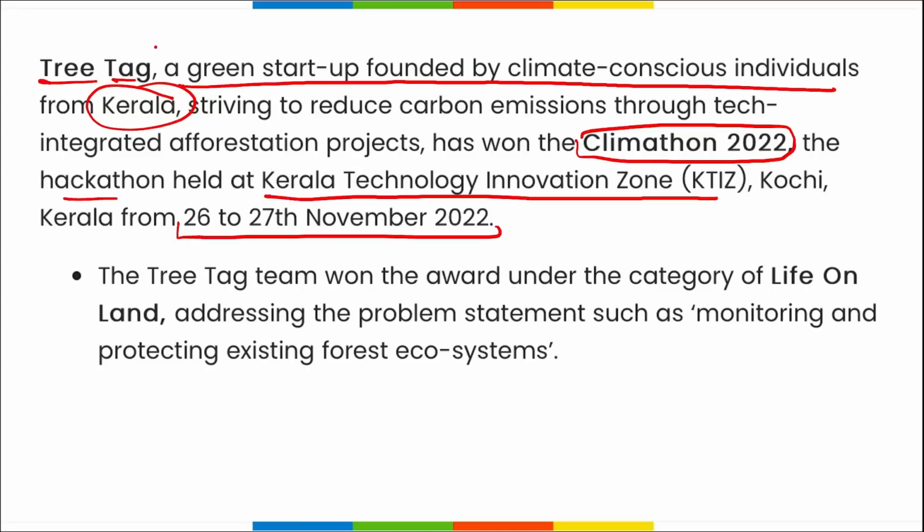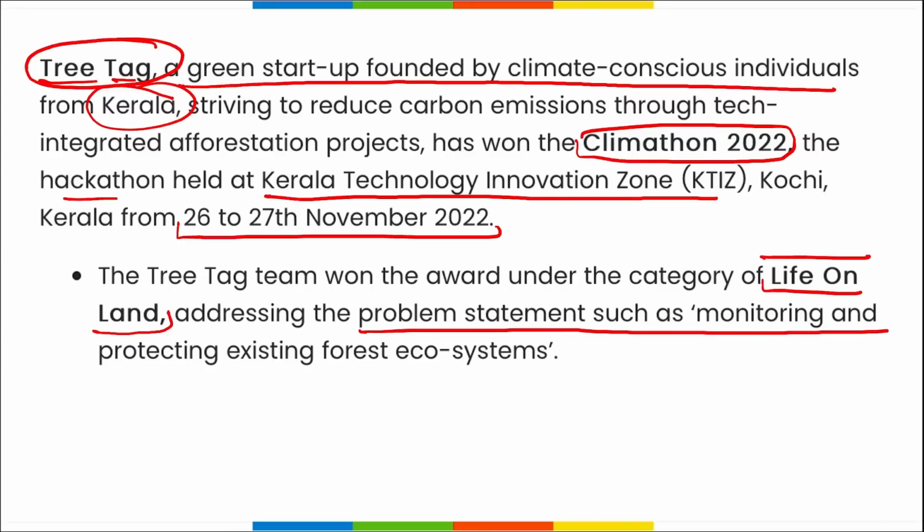All right. Then apart from this, remember this Tree Tag has won the award under the category of life on land. Question can also be asked that recently Tree Tag won the Climathon 2022 award, under which category? It was under life on land, addressing problem statements such as monitoring and protecting existing forest ecosystems. All right, highly important.